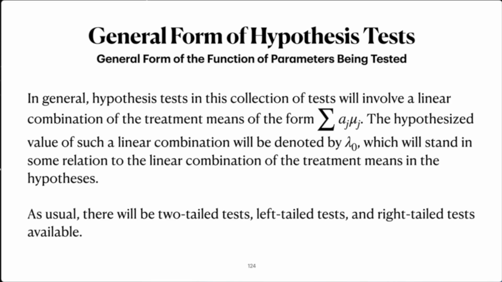The hypothesized value of such a linear combination will be denoted by lambda sub 0, which will stand in some relation to the linear combination of the treatment means in the hypotheses. Now, as usual, there will be a two-tailed test, a left-tailed test, and a right-tailed test available to us.